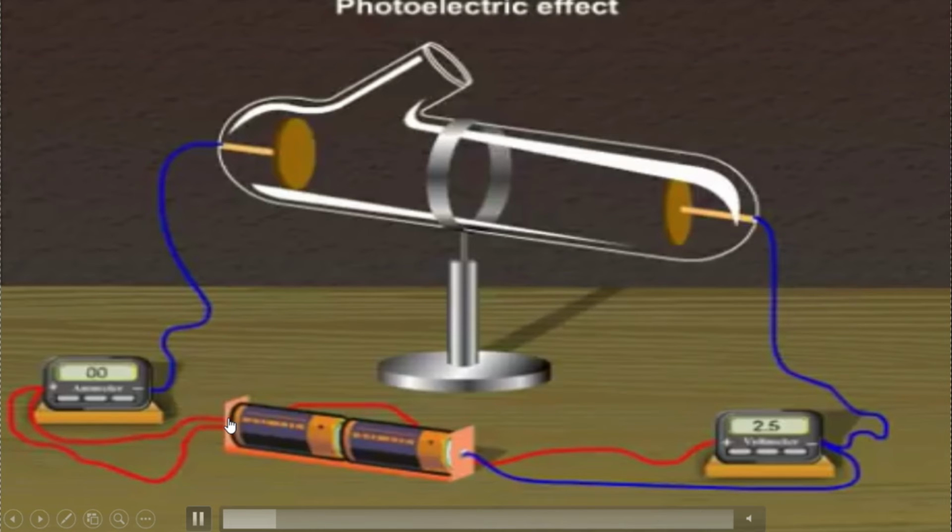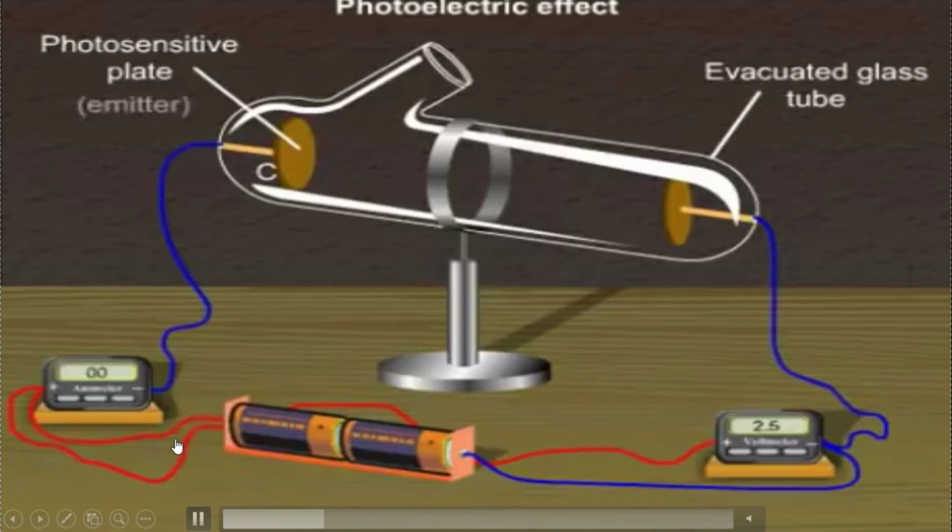It consists of an evacuated glass tube, a photosensitive plate which is the cathode, which is connected to the negative terminal of the battery. It is also known as the emitter. Here we have the anode connected to the positive terminal of the battery, and here we have the collector. And here we can see the battery.